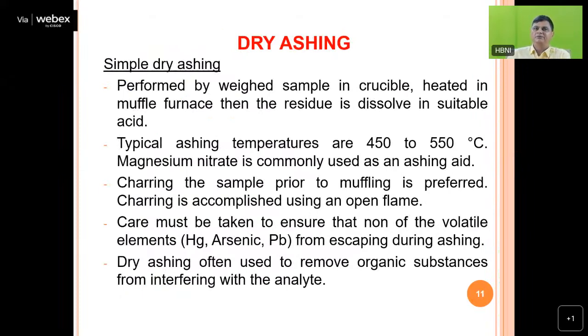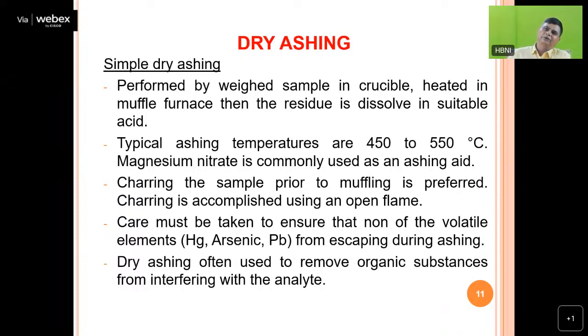In simple dry ashing, you weigh the sample in a crucible, heat it in a muffle furnace, and then this residue is dissolved in suitable acids. The temperature range where we do this ashing is about 450 to 550 degrees centigrade. And magnesium nitrate is commonly added just to accelerate the ashing process.